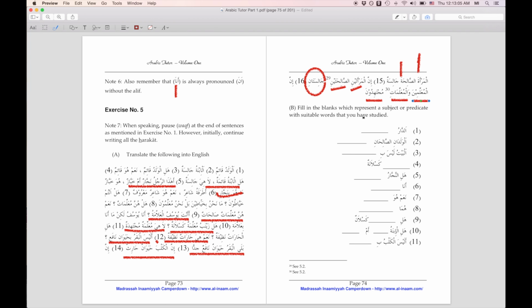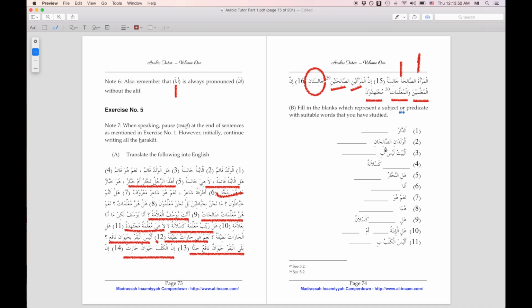B. Fill in the blanks which represent a subject or predicate with suitable words that you have studied so far. Ad-daru, we could say ad-daru al-akhiratu abqa, something like that. Or actually ad-daru al-akhiratu abqa, maybe mistaken. Let's keep it simple. Ad-daru, the house is ad-daru kabirun, you could just say the house is big.